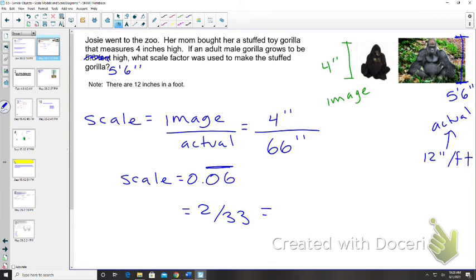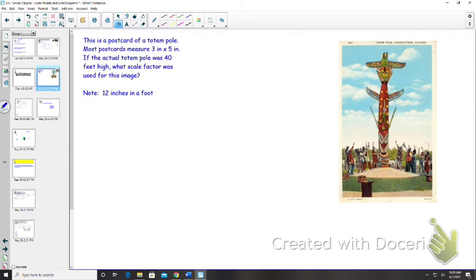2/33, and as a ratio, what would it be if it's getting smaller or getting bigger? The stuffed gorilla is getting smaller, right? So what is it going to be as a ratio? 33 to 2, right? Good. 33 to 2, you bet. Questions there? Does that make sense? Okay, so I want you to try this one on your own. For every 1 inch, there's 8 feet.